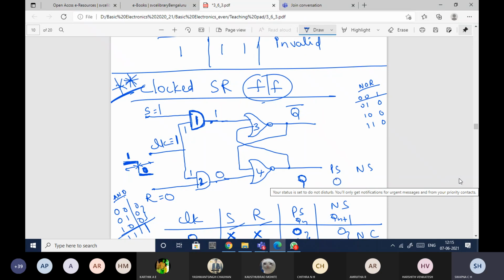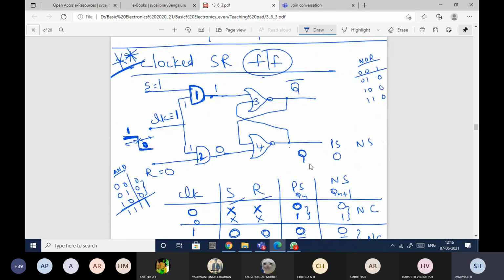Now the present state is considered to be 0. Okay, so for that only I need to analyze when the present state is 0. So present state value is 0. It means that the Q value is 0. So this 0 will go here. 0, 1, the output will be equal to 0. So this 0 will come back here.